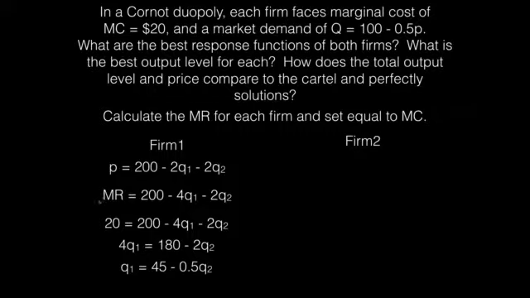Now we set marginal revenue equal to marginal cost, which is equal to 20, and we solve for Q1. So we have Q1 is equal to 45 minus 0.5 Q sub 2.